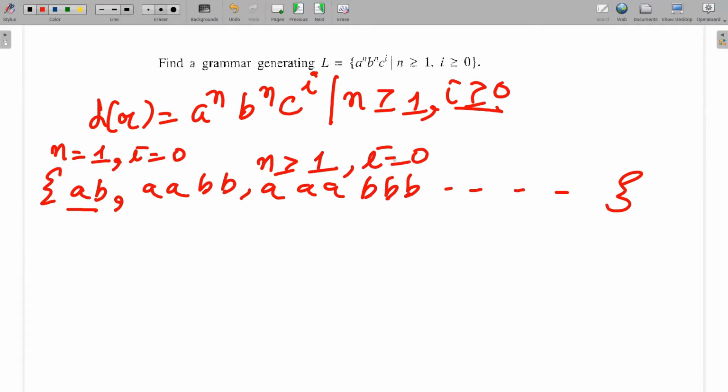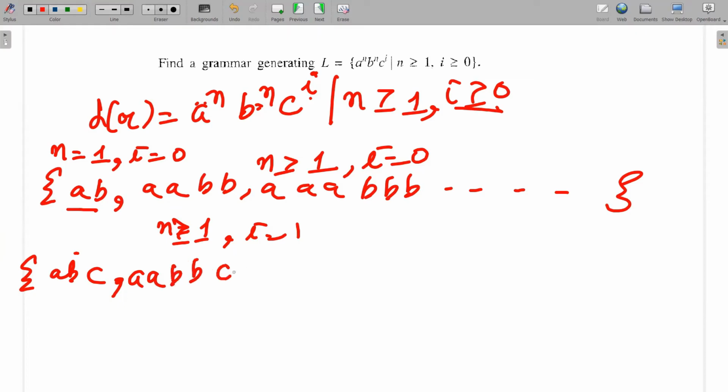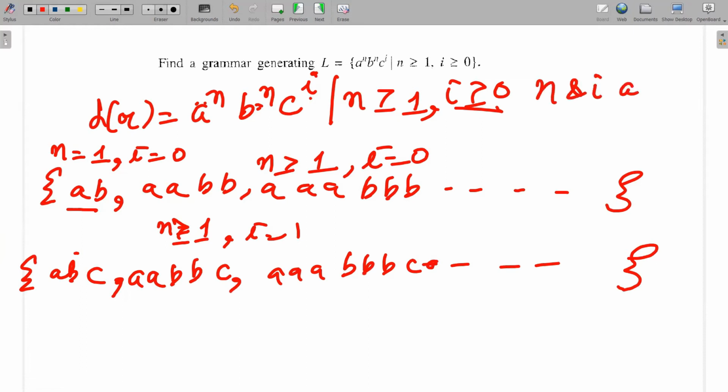These are those strings. What if my n value is greater than or equal to 1 and the i value is 1? So I will get what? I'll get ABC, because n greater than or equal to 1 means I'll take the n value as 1, then the i value as 1. So I'll get A, B, and then C once. So I will get ABC. I may get AABBC. I may get AAABBBC. So many answers. Guys, again, n and i are not related.